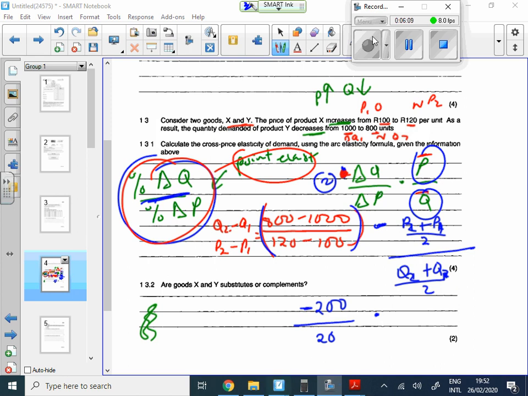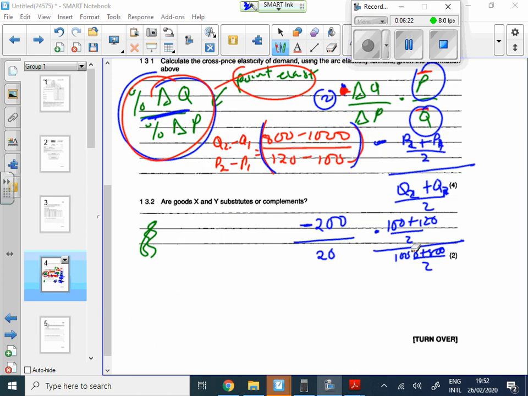What is my price? I had 100 plus 120 divided by 2, all over 1,000 plus 800 over 2. Now, if I want, I can go on and say 100 plus 120 is 220 divided by 2. I think it should give me 110. 1,000 plus 800 is 1,800 divided by 2, 900. Then minus 200 over 20 gives me minus 10.